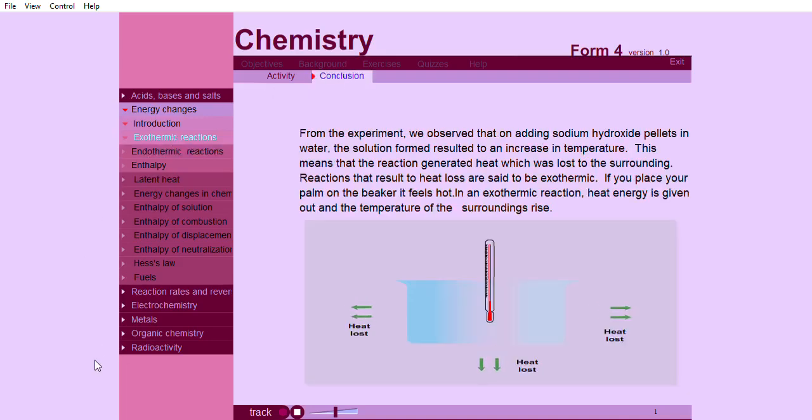From the experiment, we observed that on adding sodium hydroxide pellets in water, the solution formed resulted to an increase in temperature. This means that the reaction generated heat, which was lost to the surrounding. Reactions that result to heat loss are said to be exothermic. If you place your palm on the beaker, it feels hot. In an exothermic reaction, heat energy is given out and the temperature of the surroundings rise.